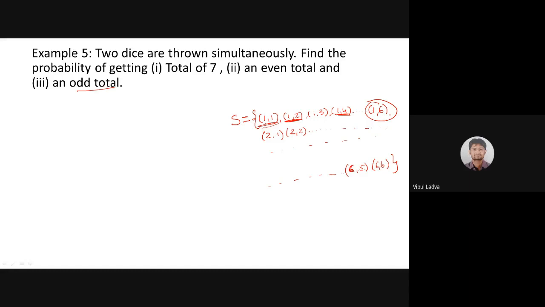Okay. I got some of the answers in the chat box. Yes, almost everyone has answered for this. Total of 7 is 1 by 6, out of 36 outcomes. Meghna says for the first 1 by 6, total 1 by 2, 1 by 6.